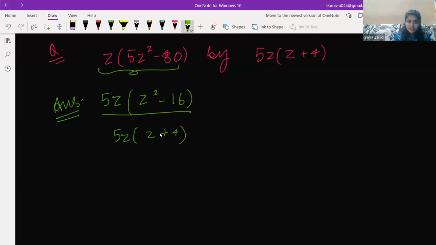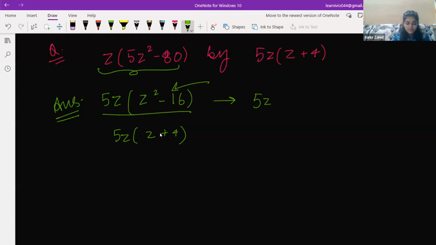Now, can you factorize z square minus 16? Yes, ma'am, using the third identity. So what is that identity? a square minus b square equals a minus b times a plus b. I'm asking you, how do you apply it to this? How do you factorize z square minus 16? What would be the answer?